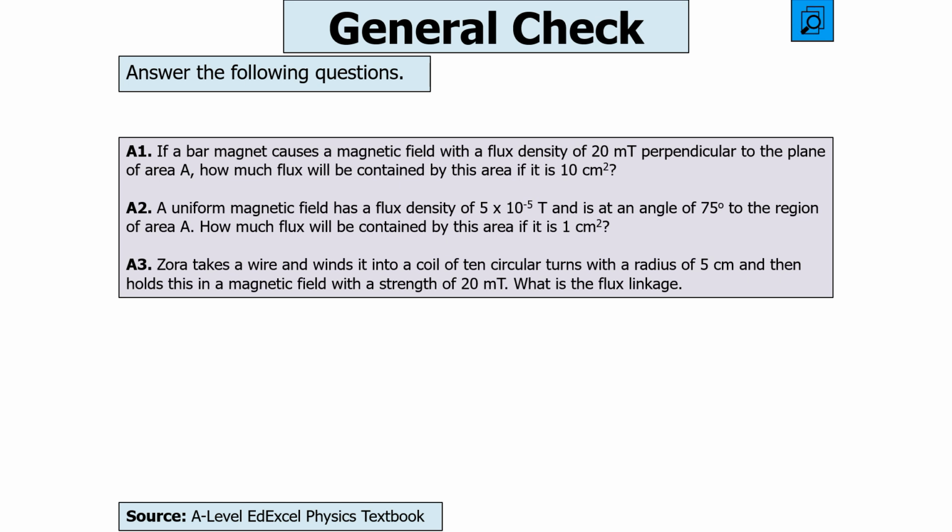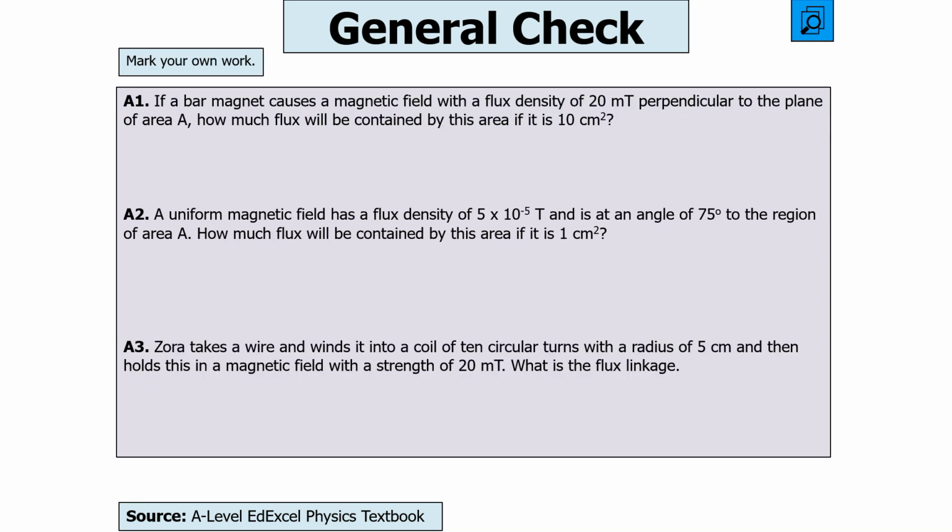And then Zora takes a wire and winds it into a coil of 10 circular turns with a radius of 5 centimeters and then holds it in a magnetic field with a strength of 20 milliteslas. What is the magnetic flux linkage? So pause the video now, then unpause the video when you want to go through your answers.